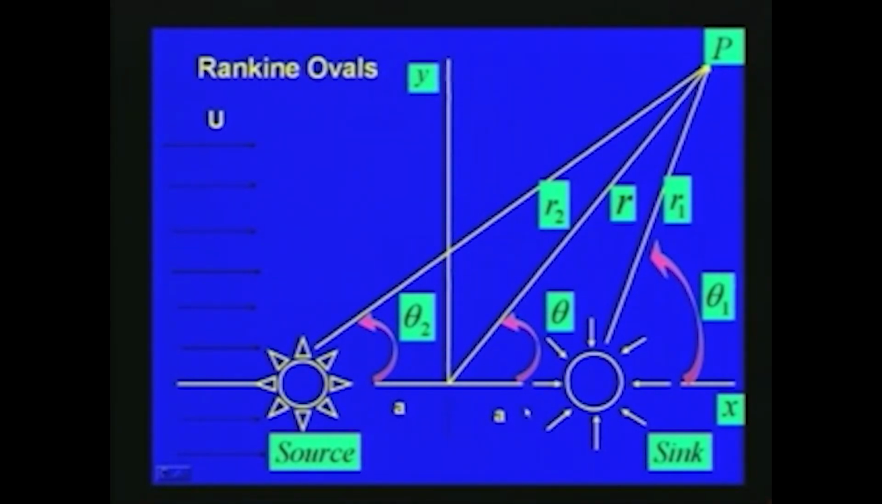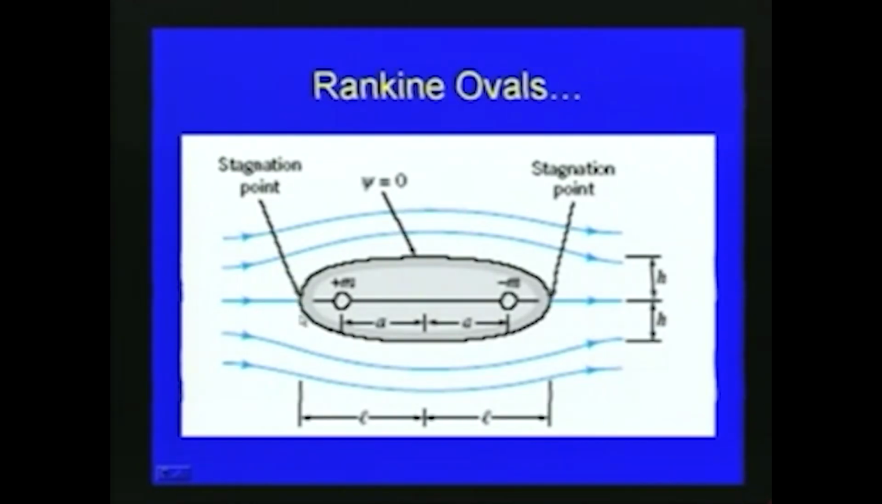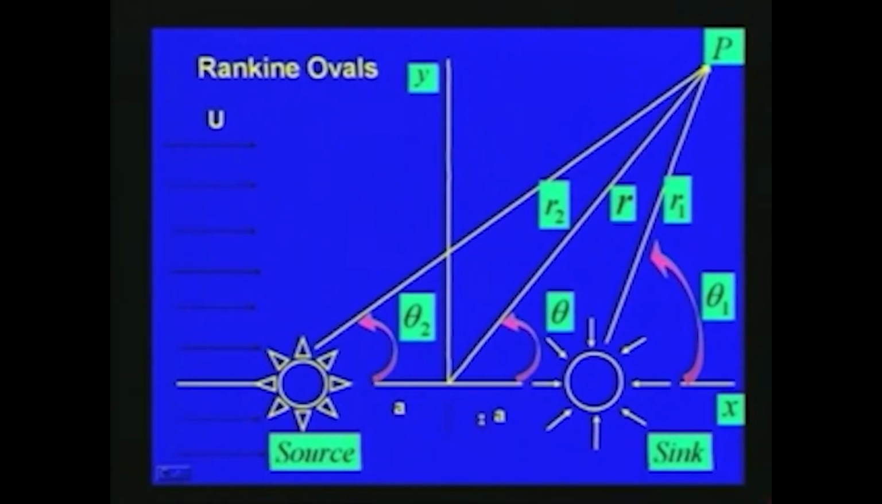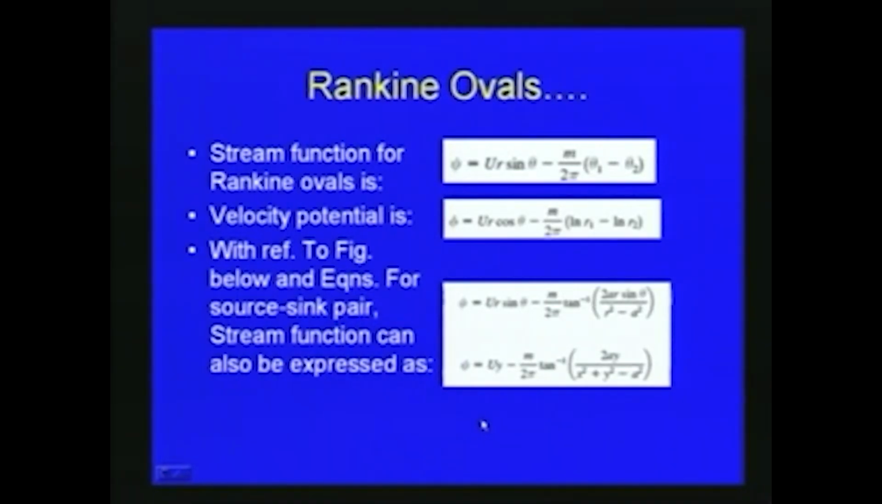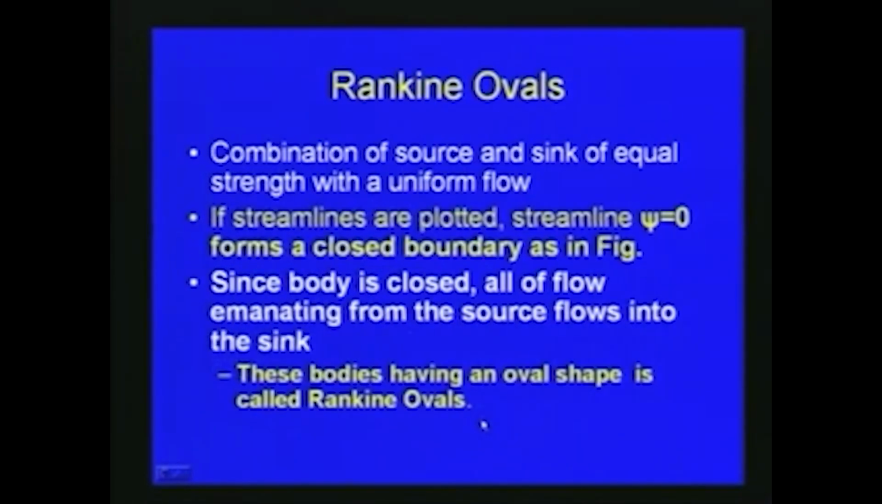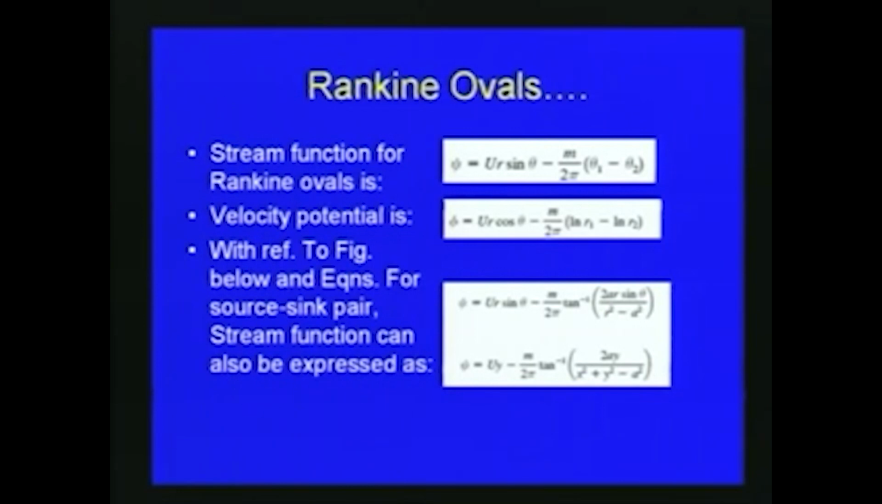So, a Rankine oval is obtained by superimposition of a source and sink of equal strength at a distance a, like in this figure, and finally the shape will be of this Rankine oval. So, here this is the so-called Rankine oval. Now, as we discussed in the case of the half body, here also we will discuss the various parameters, just like the stream function and the velocity potential function.